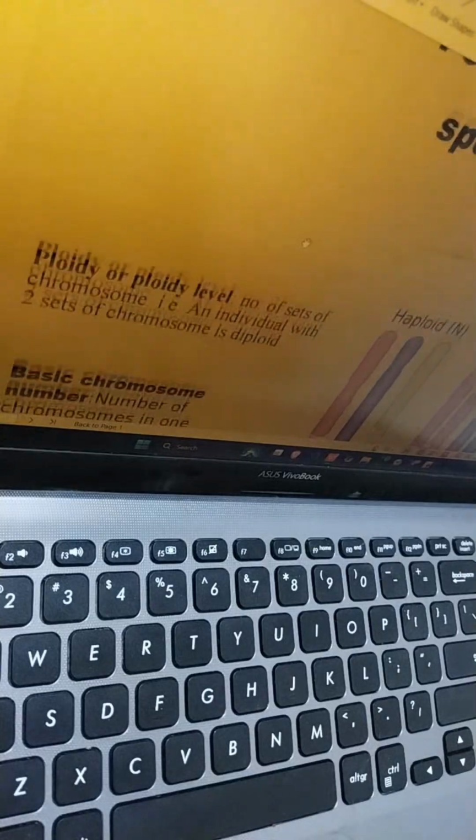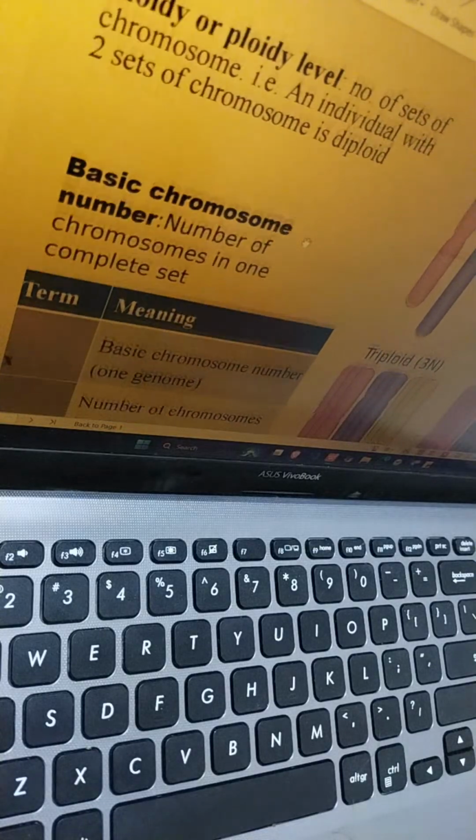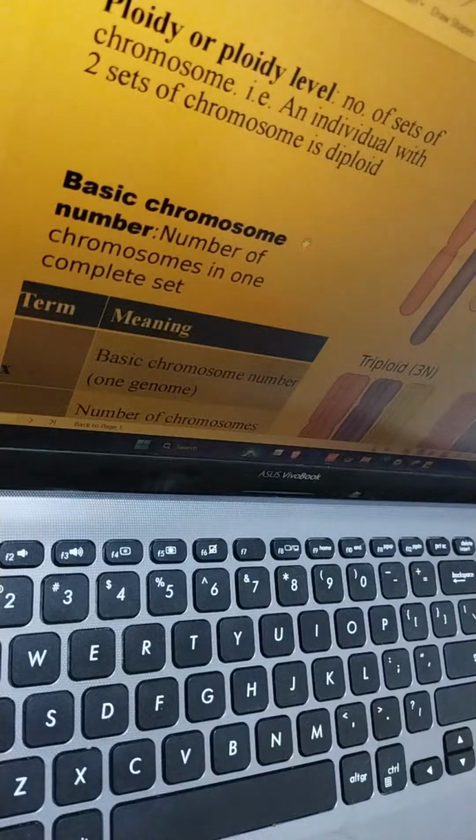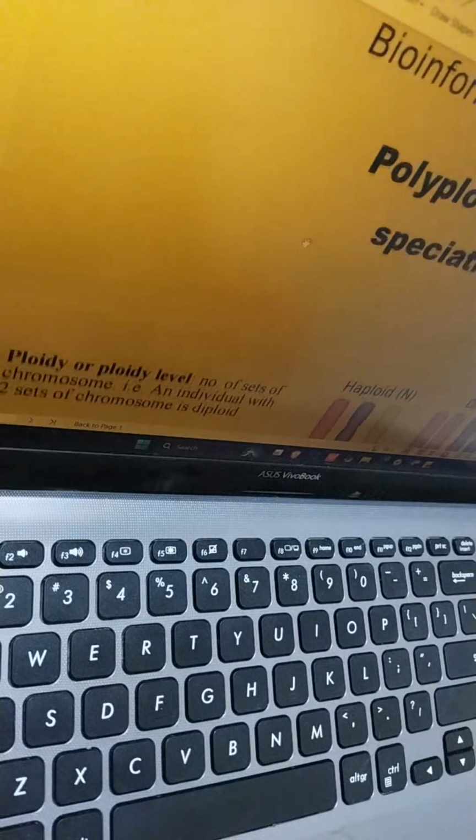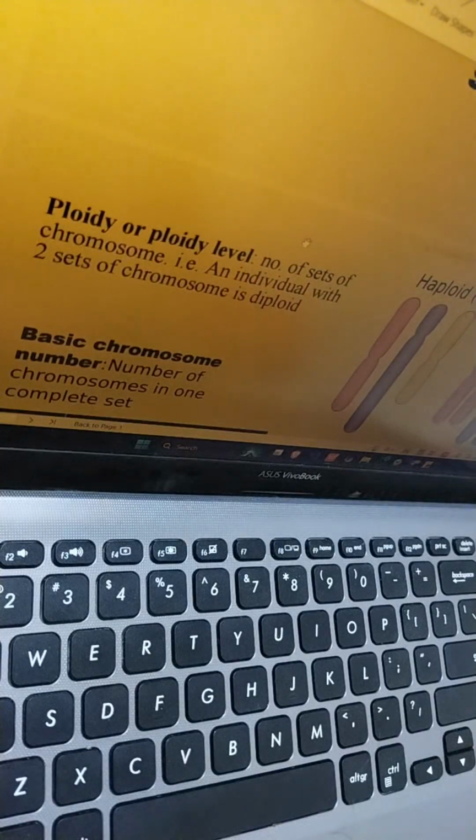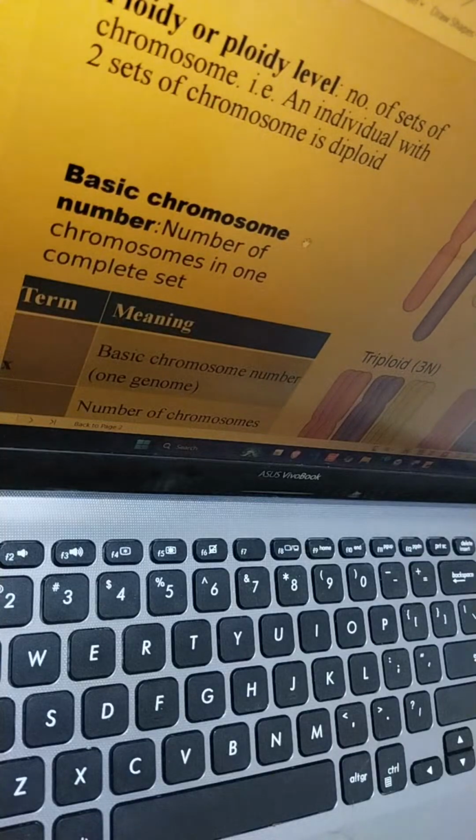Then polyploidy. So what is ploidy? Ploidy level is the number of sets of chromosomes. An individual with two sets of chromosomes is diploid. So 2n ploidy level is diploid.